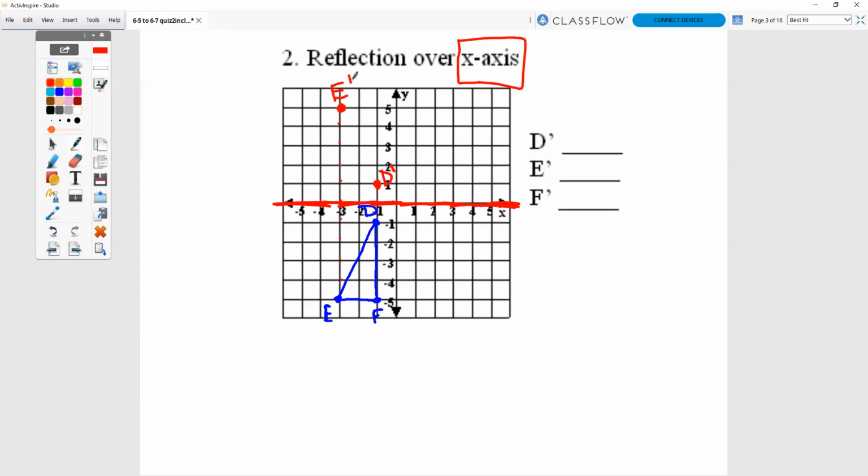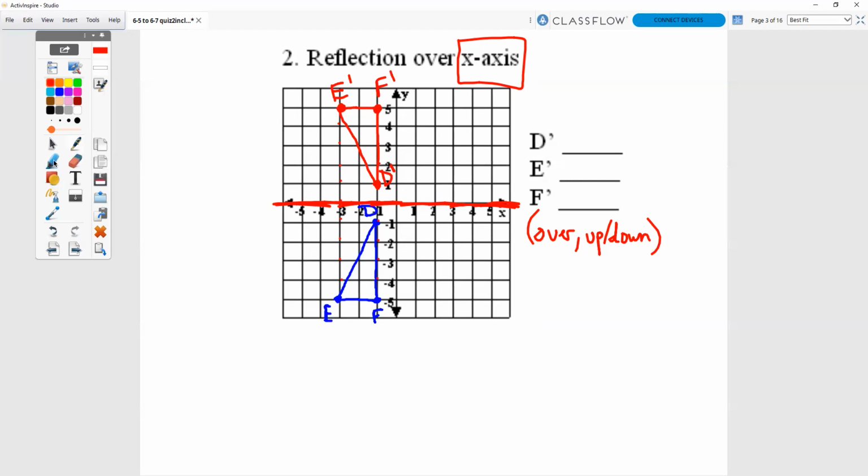That is E prime. F is 1, 2, 3, 4, 5 places to the line. 1, 2, 3, 4, 5 places away from the line. That is F prime. Connect the dots, and there's your flipped opposite mirror image. Same size, same shape, it's just flipped. You should always get one picture on one side of the line, one picture on the other side of the line. Again, when we do our coordinates, the first number is how many we go over. The second number is how many we go up or down.